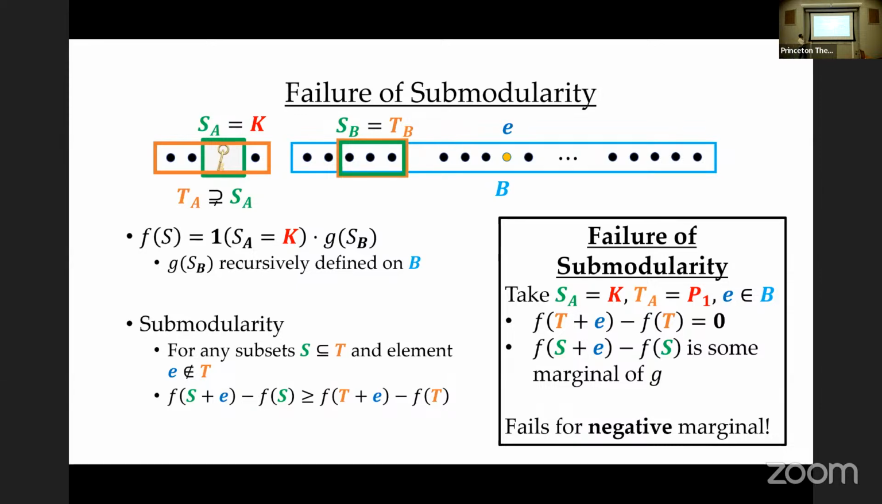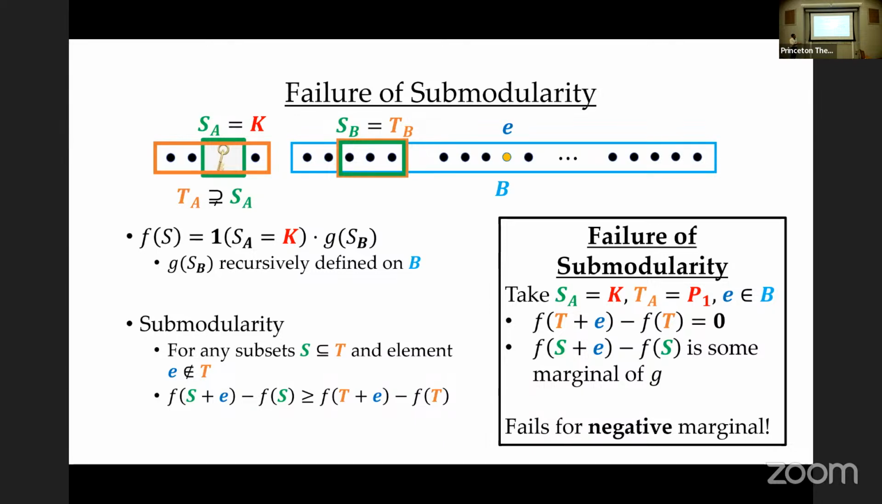So what happens if I look at a marginal of an element E in T? Well, for T, since I've taken a superset, on the first part I would pick the whole thing. But since I've not picked the key, both these things are 0. So I get 0 information. The marginal is 0. But for S, this has passed. The marginal of E on S is whatever the marginal is on this G function.